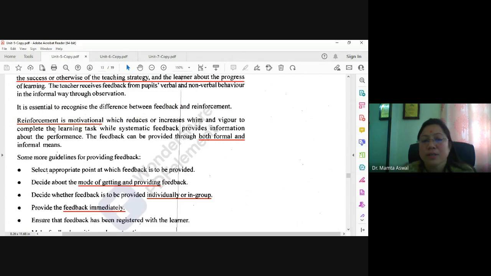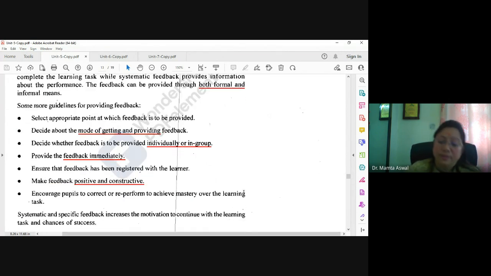Then reinforcement. Reinforcement is a different thing. Reinforcement is providing motivation to the students. So motivation in a formal or informal way, any kind of way could be there. So you must know certain points. The feedback must be provided immediately. You must decide in advance if you are supposed to give feedback individually, or, if the children are working in a group, the feedback must be provided to the group.